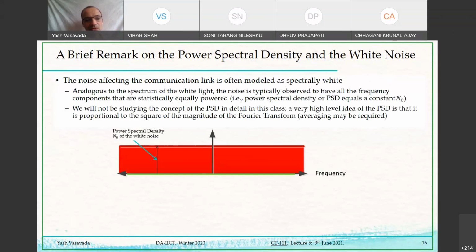And its value is denoted as N naught. So what this says is the x-axis is frequency, and the level on the y-axis tells me that if I put a very small filter here, which just passes this much portion of the spectrum and blocks everything else out, and now I measure the power, it will turn out to be N naught.